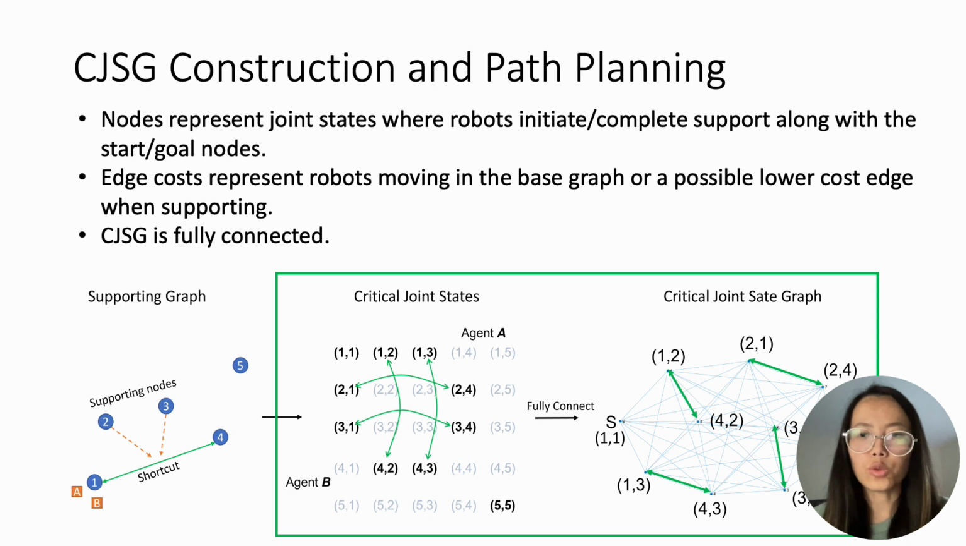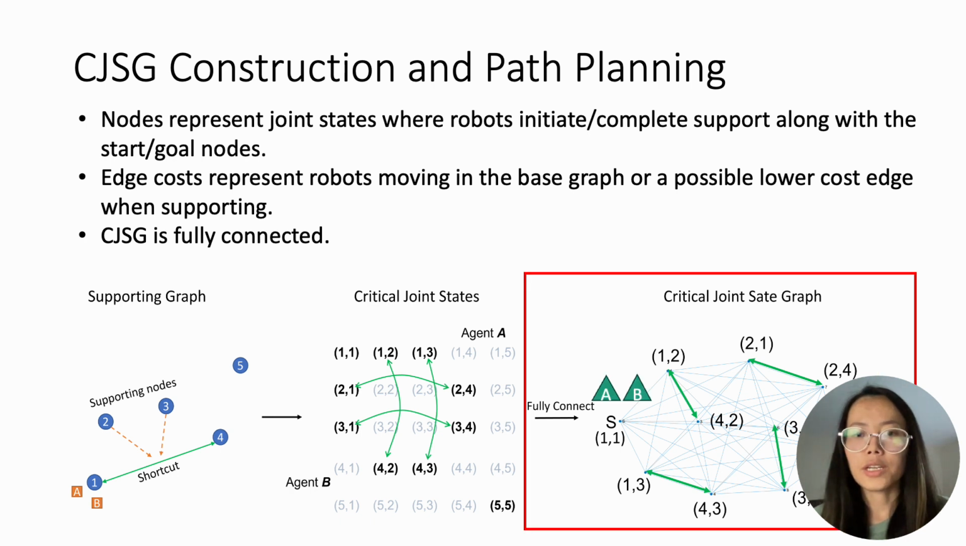In CJSG, nodes represent critical joint states where robots can either initiate or complete a support action, in addition to the joint start and joint goal nodes. Each cost accounts for the robots' movement on the base graph or movement on potentially lower cost edges due to supportive actions. It is important to note that CJSG is fully connected.